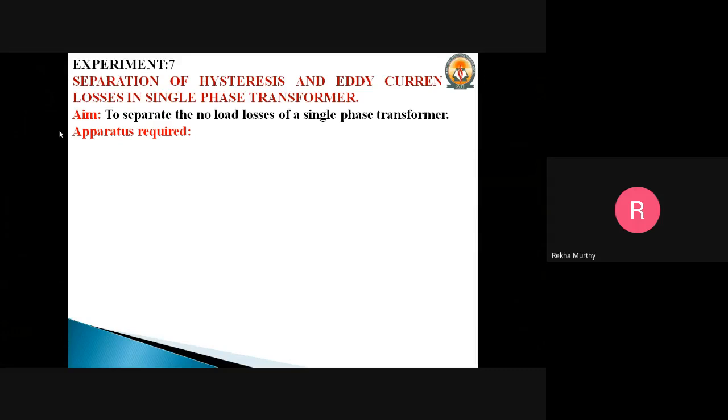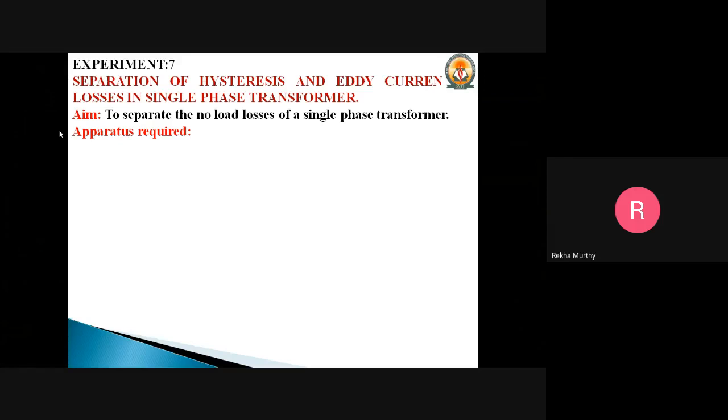Usually the core loss is a constant loss. Suppose you vary the voltage and the frequency, it will affect the iron losses. Hysteresis loss is usually proportional to the frequency and eddy current loss is proportional to the square of the frequency. So here the transformer is operated with the frequency and voltage changed.